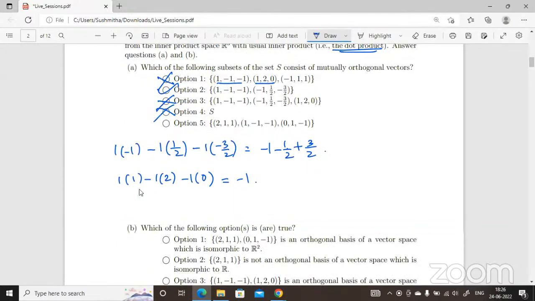2 minus 1 minus 1. Yes, ma'am, it is. Okay. So this is orthogonal. So option 2 and option 5 are correct.